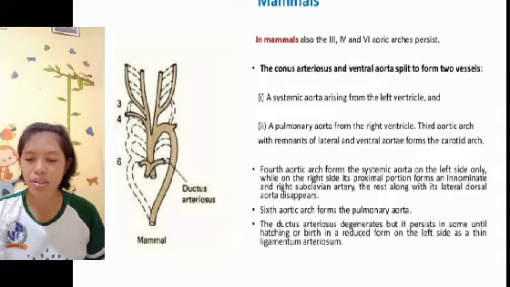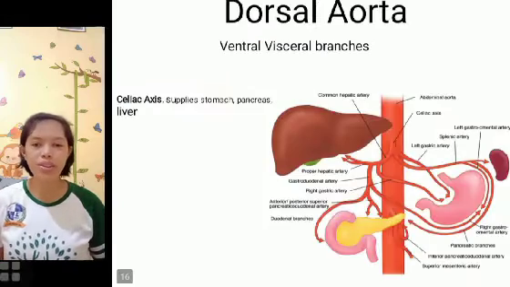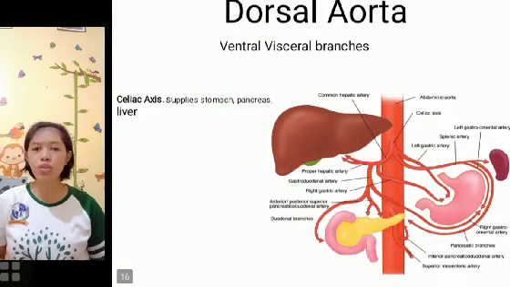In mammals, also the third, the fourth, and then the sixth aortic arcs persist. So the conus arteriosus and ventral aorta split to form two vessels: first, a systemic aorta arising from the left ventricle, and the pulmonary aorta from the right ventricle. So the third aortic arcs with remnants of lateral and ventral aortae form the carotid arc. We are done with our ventral aorta. Let's move on to the dorsal aorta.